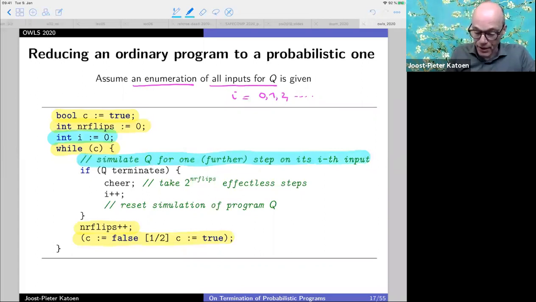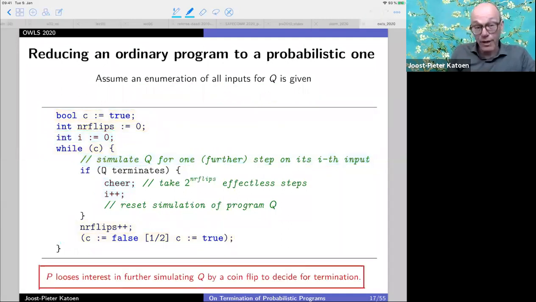And now there are two cases. If Q does not terminate, then we just continue over here. However, if Q terminates, we're going to invoke a special procedure in which we're going to take 2 to the power number of flips effectively steps. So think about this as just a while loop that basically does 2 to the power number of flips times a skip statement. Once we have done this, then we have completed input number I, and the next step is that we're going to look at the next input I plus 1. Good. So that's the probabilistic program.